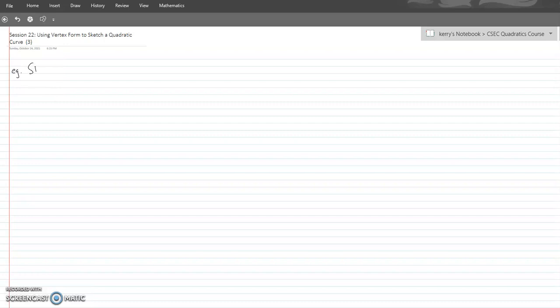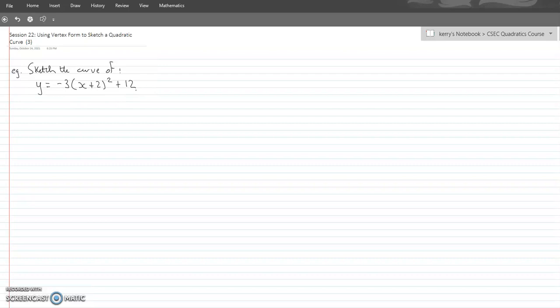So let's sketch a curve with equation, and ideally that's the actual wording for it. Sketch a curve with equation y is equal to -3 into x plus 2 squared, plus something. Good. So we want to go with this here. So let's see how we're going to sketch the curve of this here now.